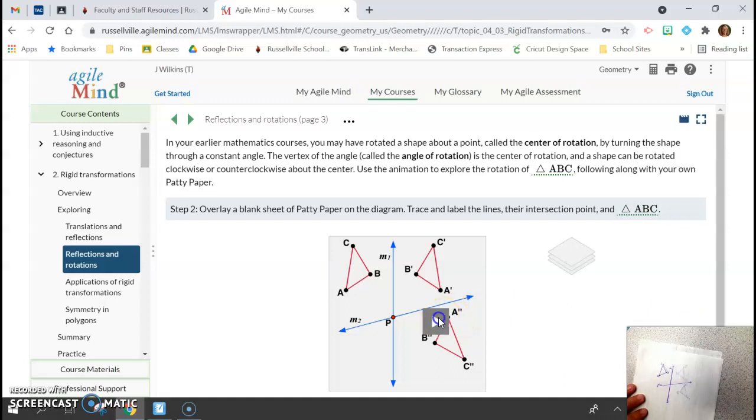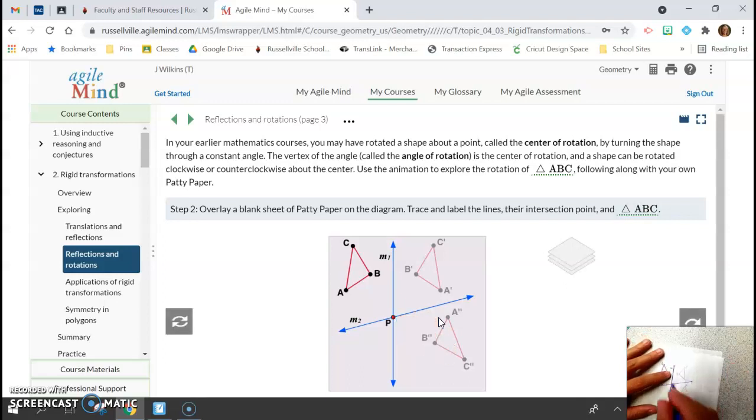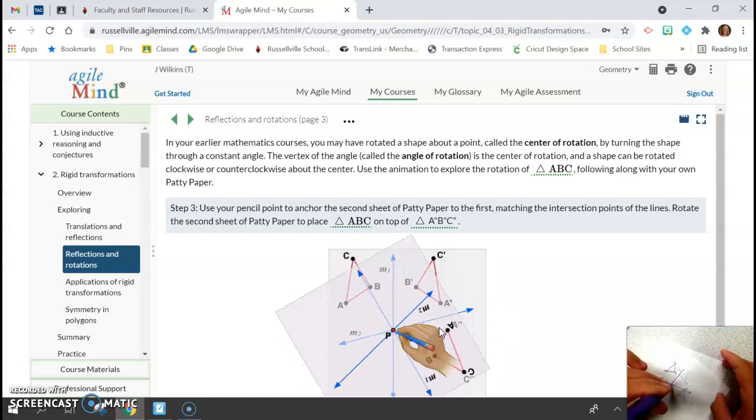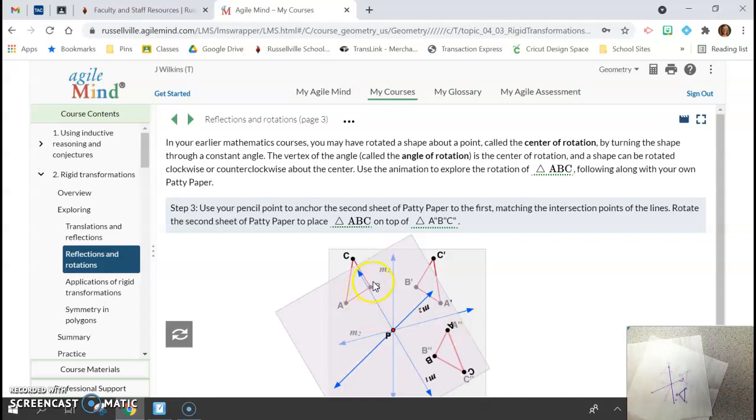And then you're going to put your pencil on point P, and you're going to turn that top sheet of patty paper, hold down on point P, and just turn that top sheet and see if it truly does rotate. And you will see that A prime maps to A double prime right here, B maps to B double prime right here, and C maps to C double prime.